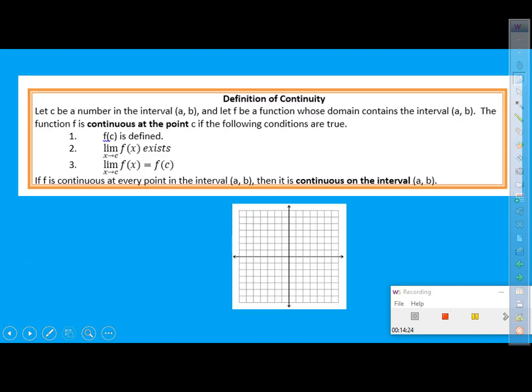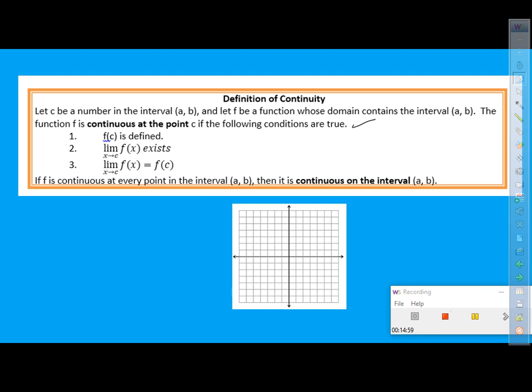And then, guys, now we got to tie calculus into it just a little bit. So I'm going to talk to you about the definition of continuity, and then we'll get right back into the problems. So here's the definition of continuity. It says this: let C be a number. So I'm thinking of some constant. Let C be a number within the interval a to b that we're working with, and let f be the function whose domain contains the interval a to b. The function is going to be continuous at that point C if each of the following are true.